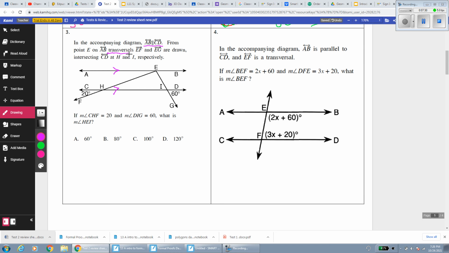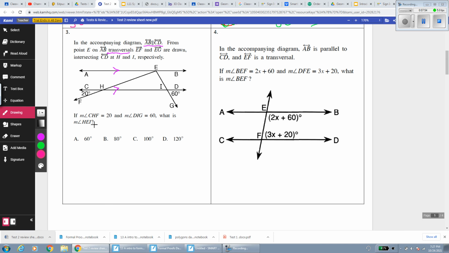They also tell us that ray EF and ray EG are drawn. I see that in the diagram. I see ray EF and I see ray EG. And it tells us that they intersect lines CD at H and I respectively. So that's just there to tell us how the diagram is set up, basically.